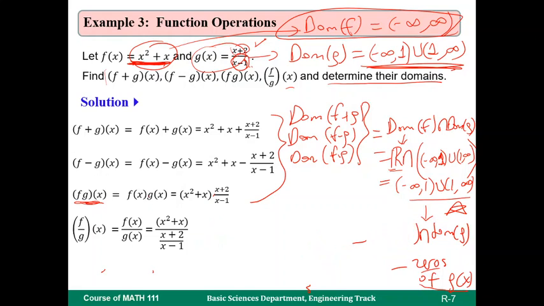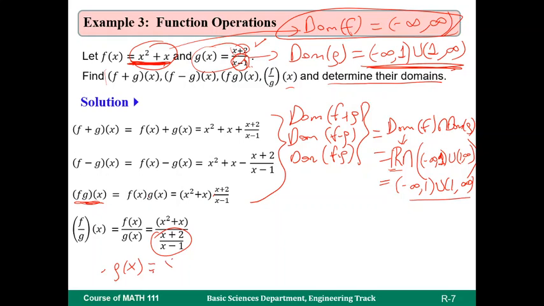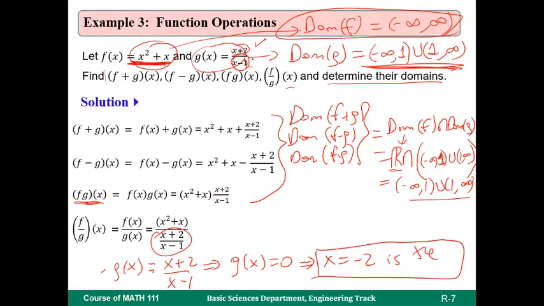Now, what are the zeros of g? Let's check. So g of x is this one. A zero of g of x is the value that makes it 0. So it's clearly x equal to minus 2 that is a zero, or the root, of g of x. So what we have to do now is, the domain of f over g is the intersection of the domains, which is this one.